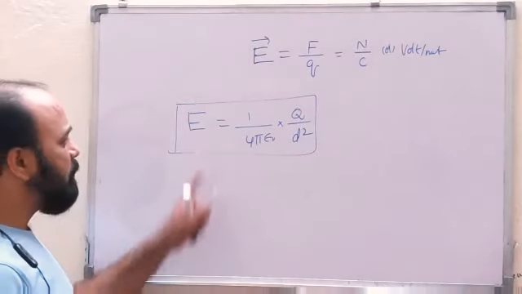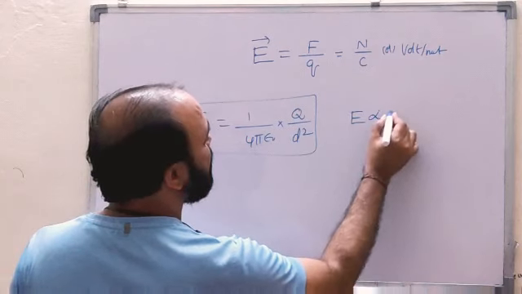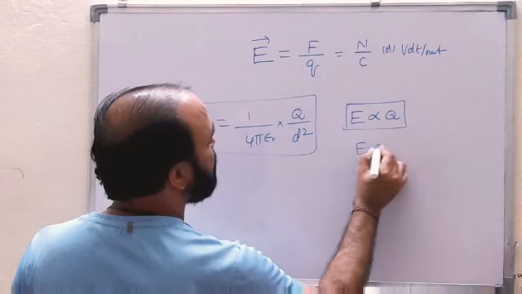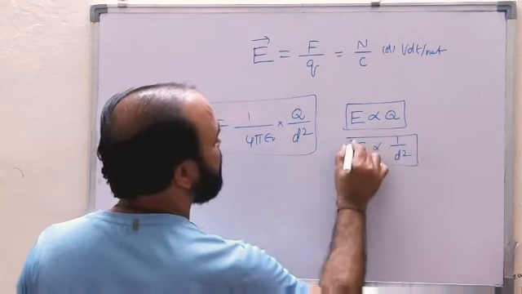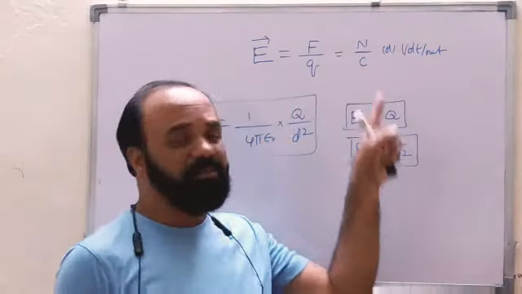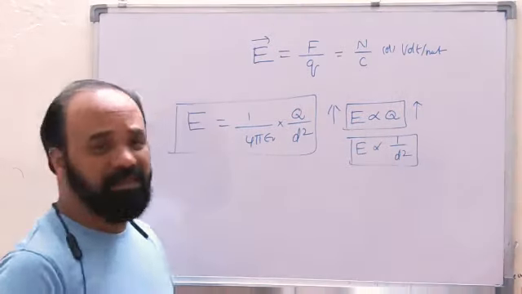Okay, now see, we can write easily: electric field is always directly proportional to the charge, and electric field is inversely proportional to the square of the distance. Means if we are increasing the magnitude of the charge, field increases. Means charge jasti, field jasti.